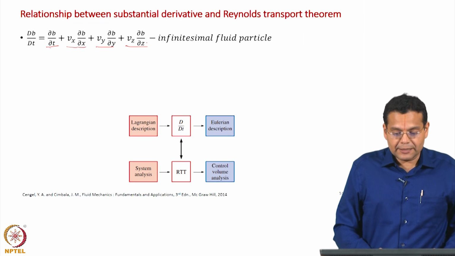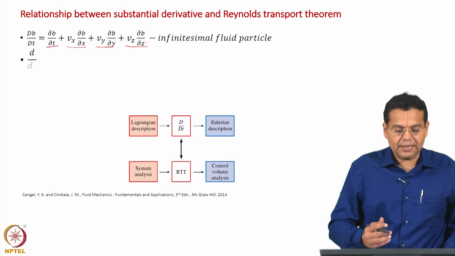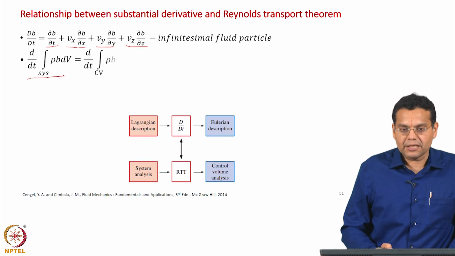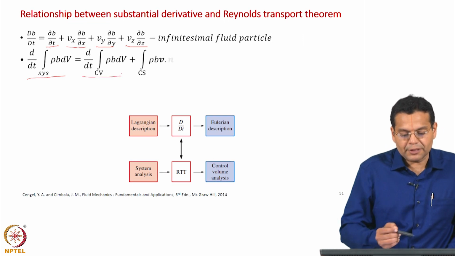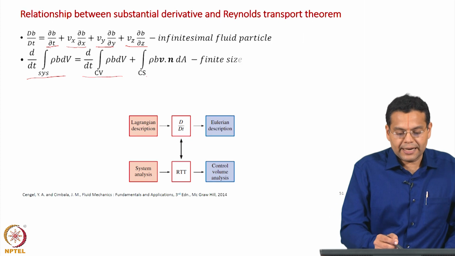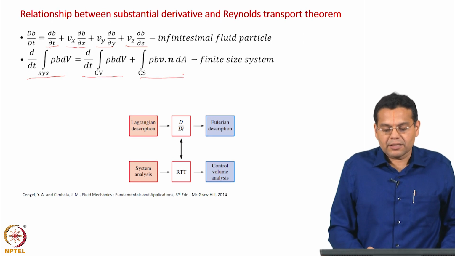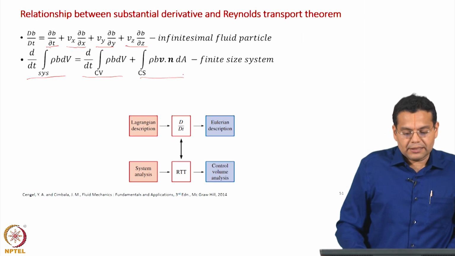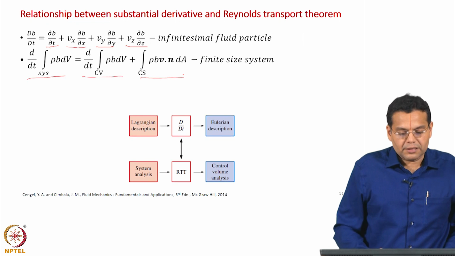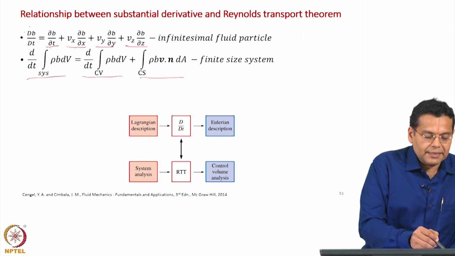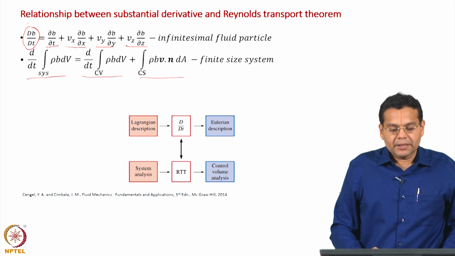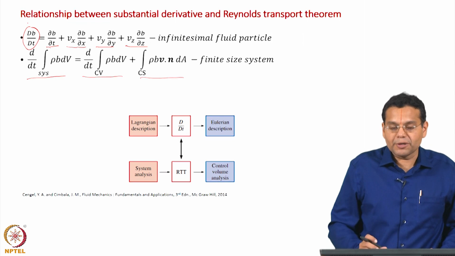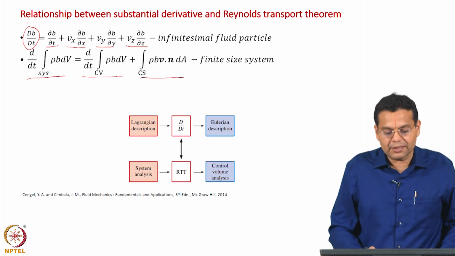Now, let us write down the Reynolds transport theorem also, and then let us discuss the relationship. Rate of change of property for the system on the left hand side, rate of change of property for the control volume, and net rate at which property leaves the control surface. Now, what is the significance for the substantial derivative? dB by dt on the left hand side represents the rate at which property changes as you follow a fluid particle. Okay. The fluid particle is important terminology here.